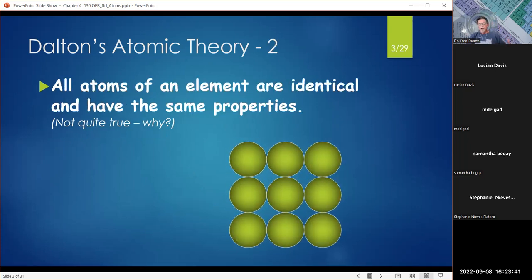He also proposed that all atoms of an element are identical, which is true, and have the same properties, which is not true. We know now that having the same atom, depending on how they're put together structurally, can change the properties completely. A classic example is diamond, made up of carbon, and graphite, a dry lubricant, which also has carbon, very slimy. Totally different properties, yet the same element involved. So not quite the same.